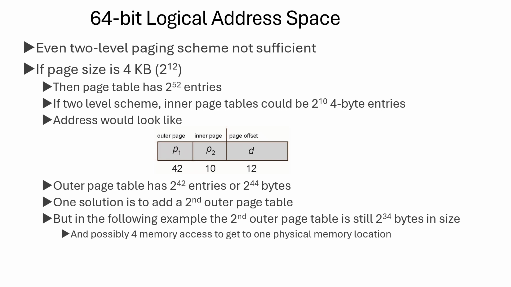Then consider a 64-bit logical address. A two-level paging scheme is not sufficient. With pages of 4 KB, the page table has 2^52 entries. In such a case, how do you go? If the inner page table is 2^10, the address would be 42 bits for the outer and 10 for the inner. If we increase this, it is tough to proceed.